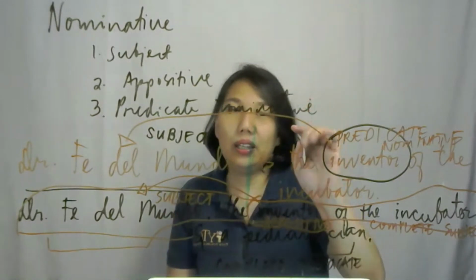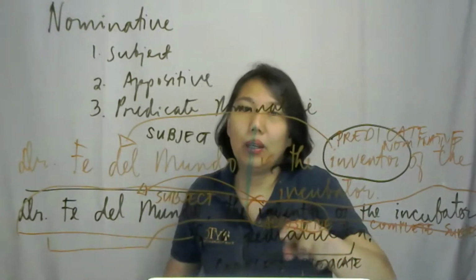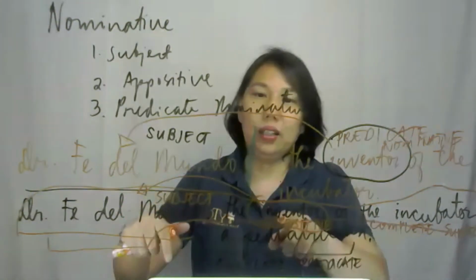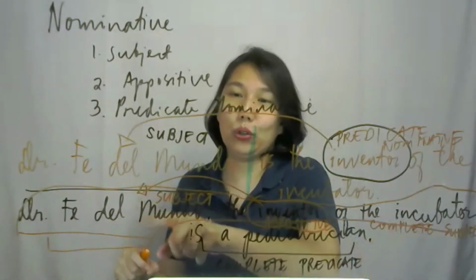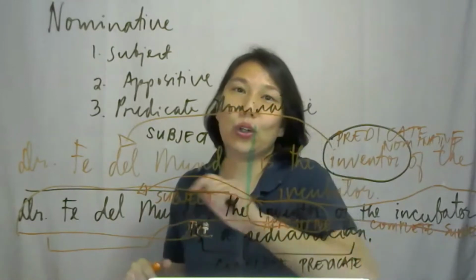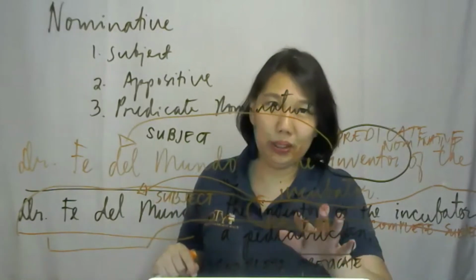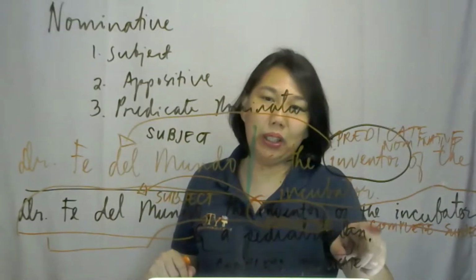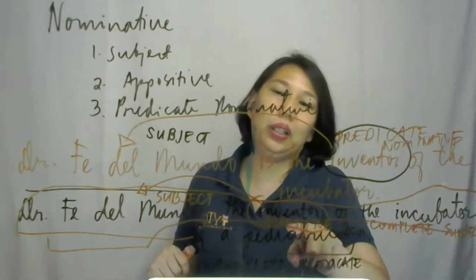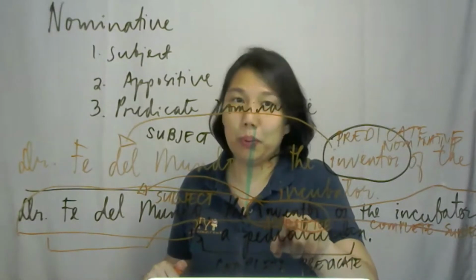So the inventor and Dr. Pedro Mundo are both nouns that mean the same thing. So Dr. Pedro Mundo is the inventor, and the inventor is Dr. Pedro Mundo. This appositive is usually, but not always, set apart by commas. Notice that there's a comma after the subject to introduce the noun as the appositive.